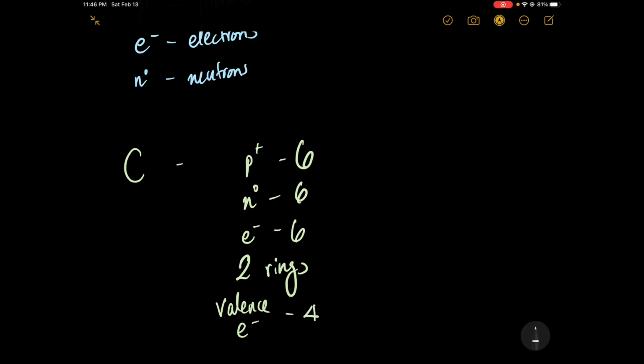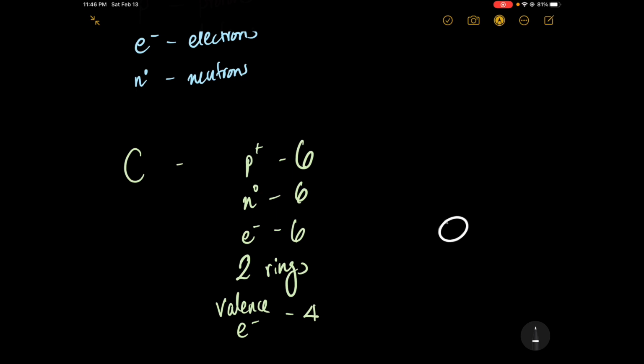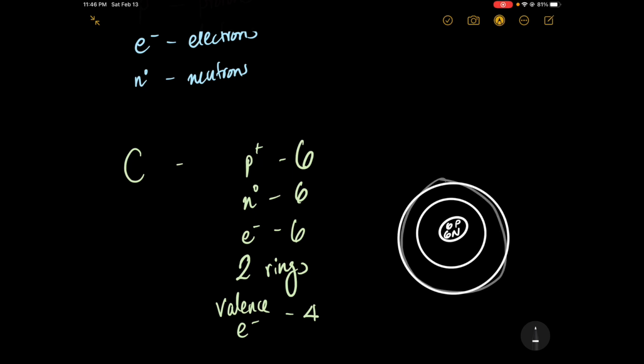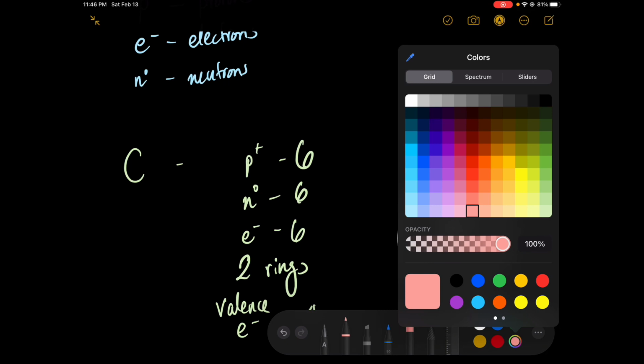Now we're ready to draw it out. The first circle gives us the number of protons and neutrons: 6 protons, 6 neutrons. The second circle is going to be our first ring. The third circle is going to be our second ring. We don't have any more rings. Now let's start filling up the rings.